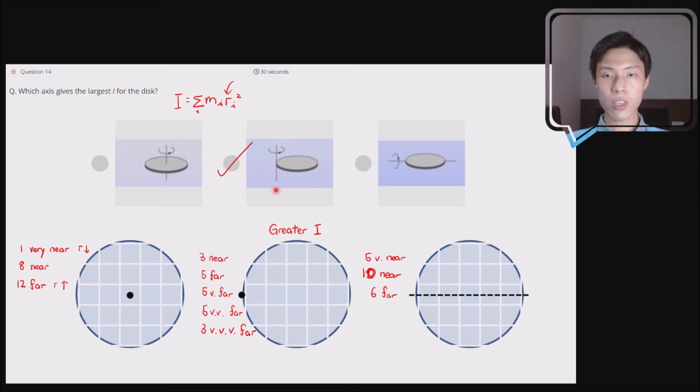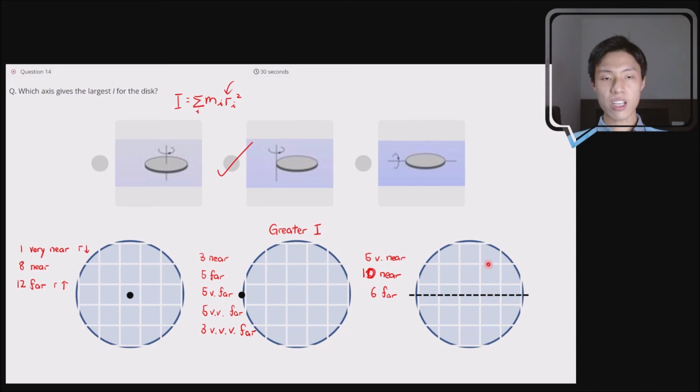This setup here will give us the maximum or the greatest moment of inertia, because most of the particles are at a greater distance away from the axis of rotation. And now if you compare between this first setup and the third setup, you can see that you have more boxes which are very near. This is 1 box very near, this is 5 boxes very near. You have 8 boxes considered near, but here you have 10 boxes considered near.